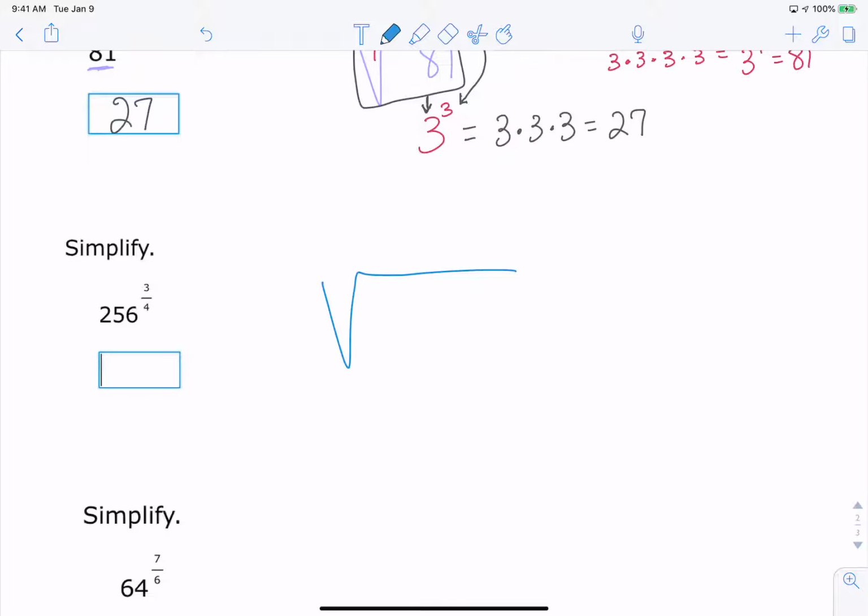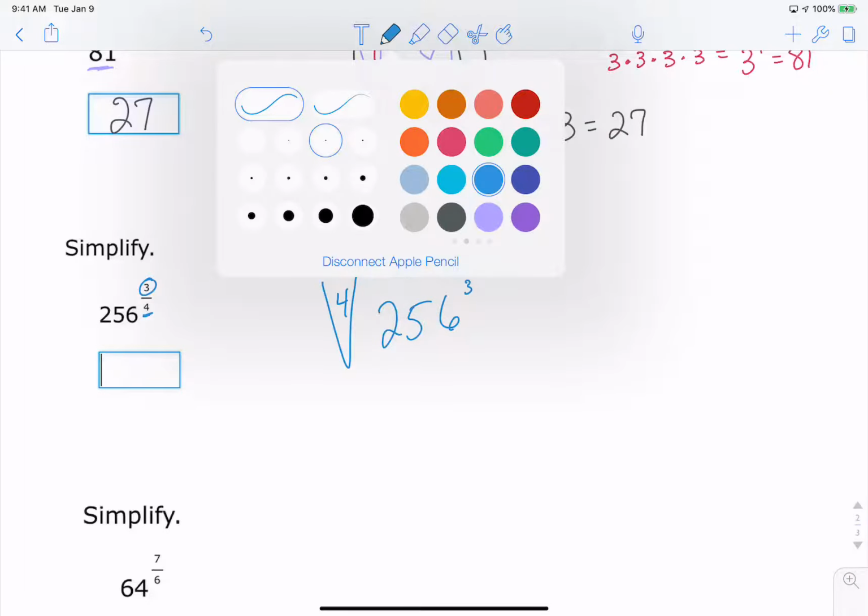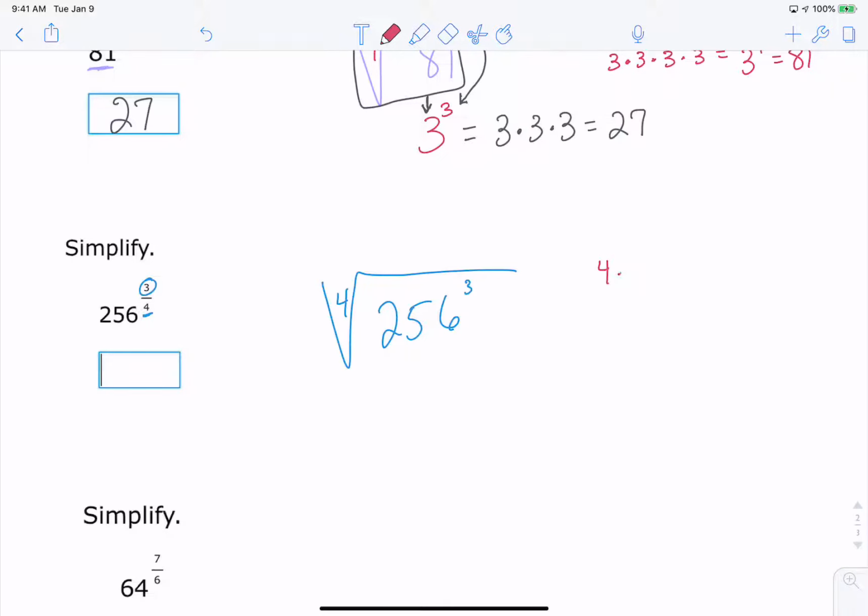All right, here, 256 is our base. You have a power of 3 and an index of 4. So we first want to figure out the fourth root of 256. So 2 would be too small. If you want to start with 3, you could do that. I'm going to go ahead and start with 4 and see what happens.